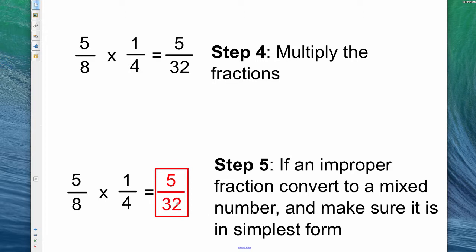The final step is, if it's improper, to convert it to a mixed number, and also to make sure it's in simplest form. In this case, it's already in simplest form and it's not improper. So our answer is 5 over 32.